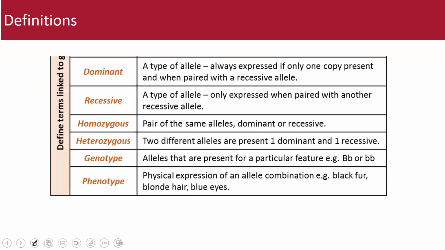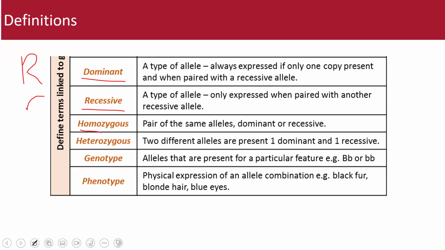Keywords again that they're probably going to mention. We've got dominant. Dominant is the stronger gene or stronger allele. Usually it is the capital letter. Recessive is the weaker of the alleles. It is usually a small lowercase letter.